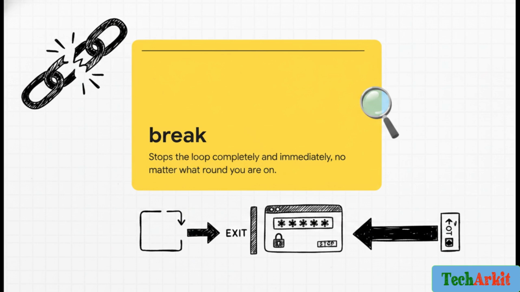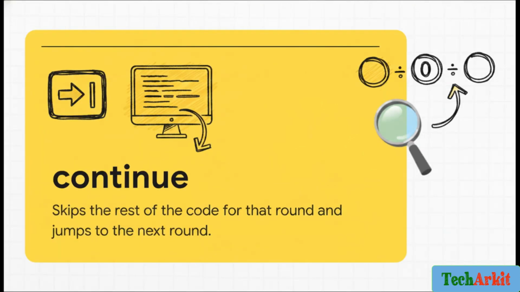Imagine you wrote a program to check passwords. Once the user finally types the correct password, you don't need to keep asking them, right? You just hit break and exit the loop entirely. Next up, we have continue. If break is an exit door, continue is just a skip button, like skipping a song on a playlist. When Python sees the word continue, it stops reading the code for that specific round and immediately jumps straight back to the top to start the next round.